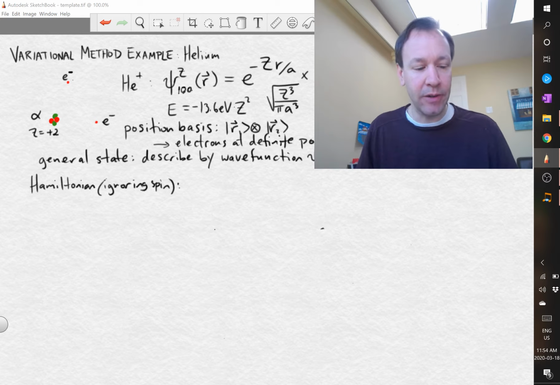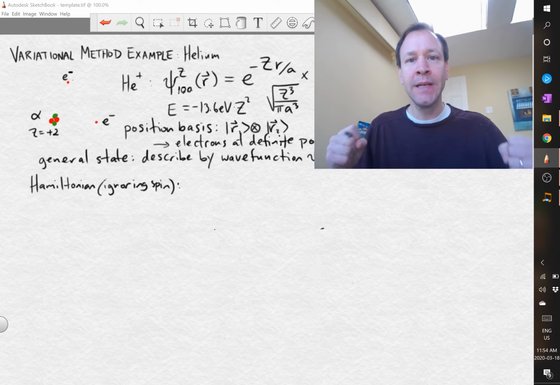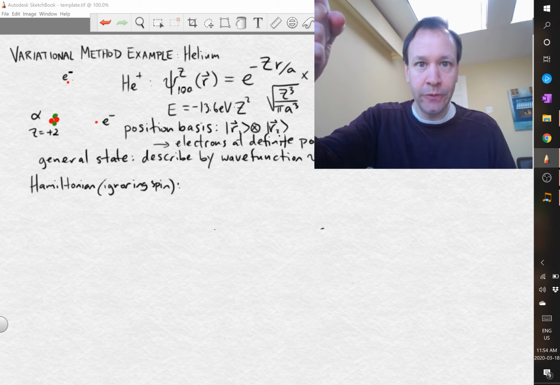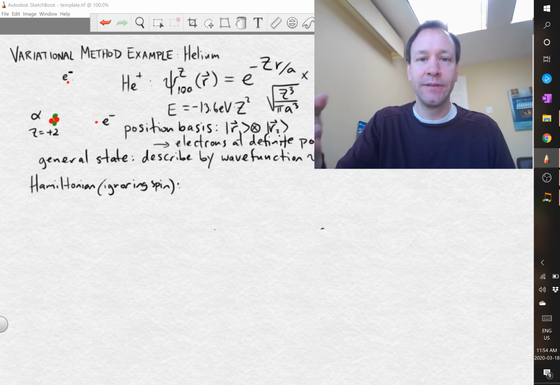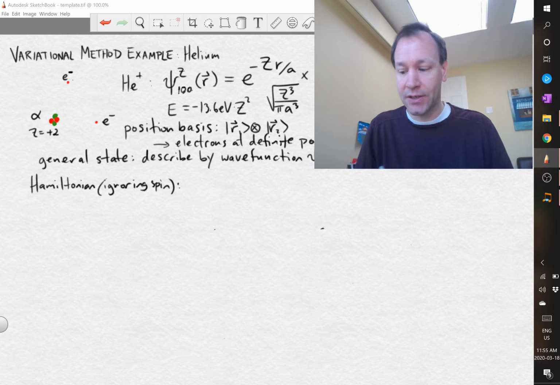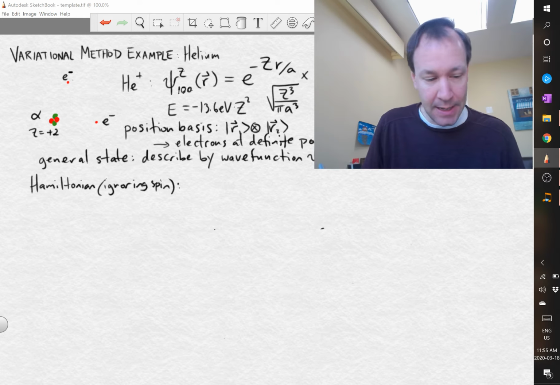Okay, so let's talk about that. In the Hamiltonian for helium, there are some terms that just refer to the first electron, terms that just refer to the second electron, and then terms that involve both electrons. Those are the terms that describe the interaction between the two electrons.